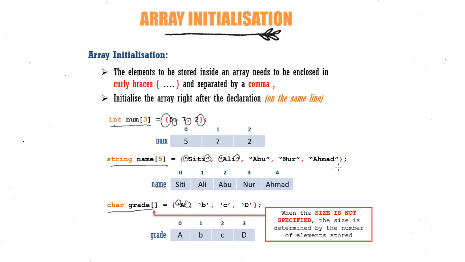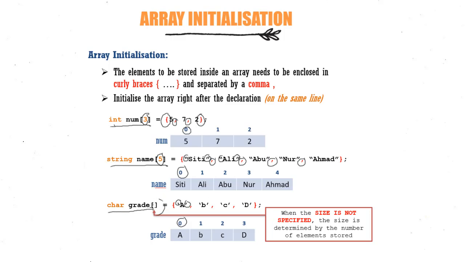Each element needs to be separated by a comma. If you take a look here, each element is separated by a comma. At the front and at the end, you need to have curly braces. If you notice here, I have provided the size, meaning that the maximum data that can be stored here is 3, and the maximum data that can be stored here is 5, but each index starts with 0, if you notice that.